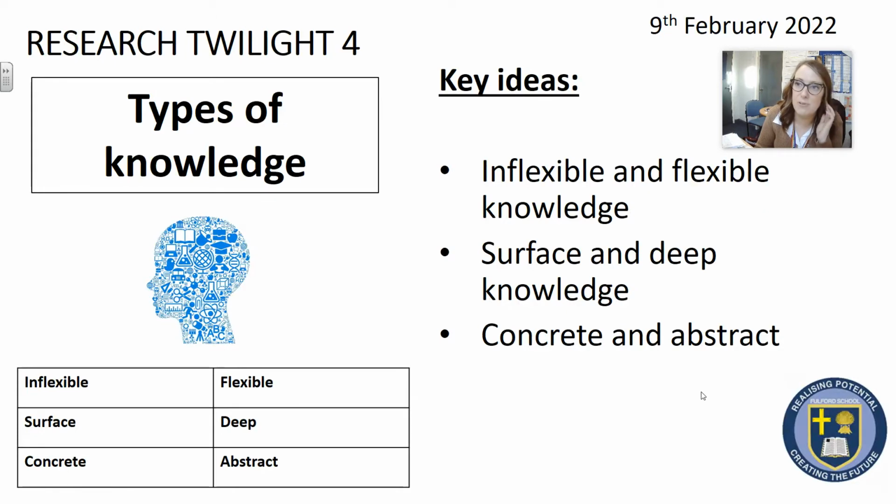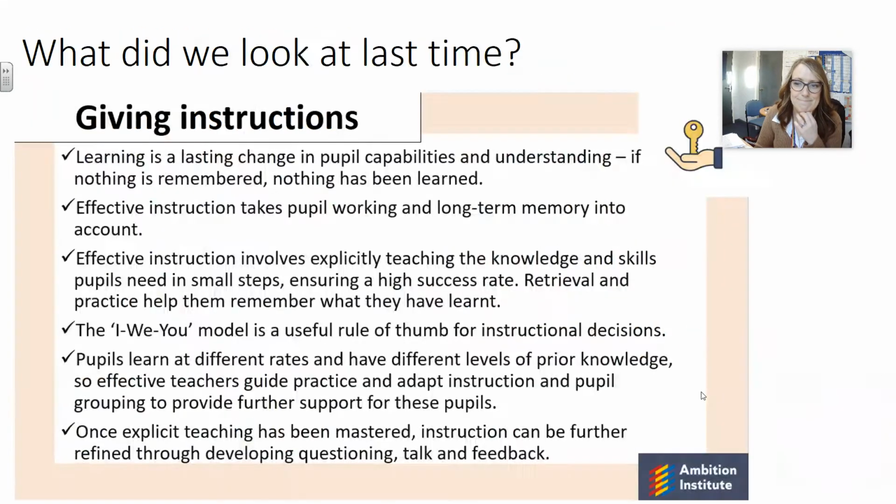Tonight we're looking at types of knowledge, and it leads on nicely from the last Research Twilight that we had before. So we're looking at different types of knowledge: inflexible versus flexible knowledge, surface versus deep, and concrete versus abstract. The goal in this session is to try and understand some of those terms and to think about the role of inflexible knowledge on the journey towards expertise and mastery.